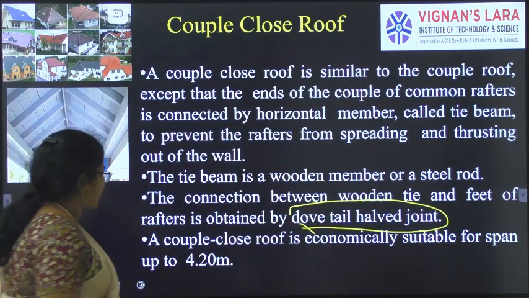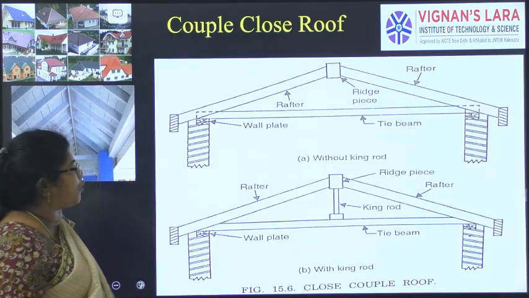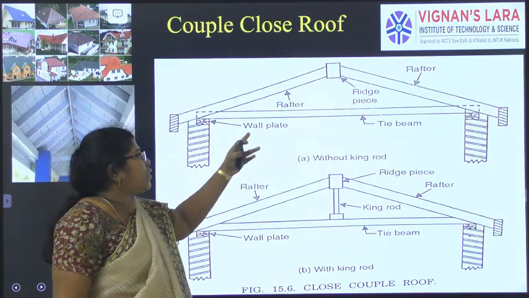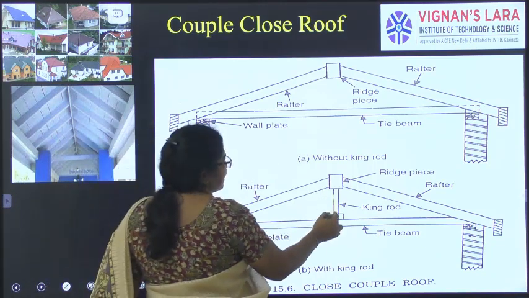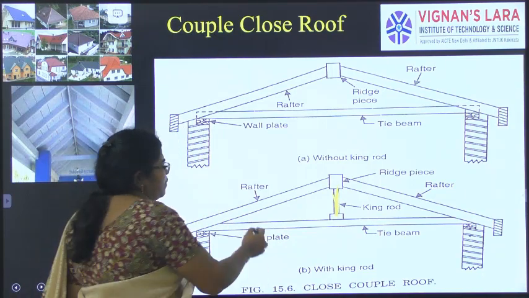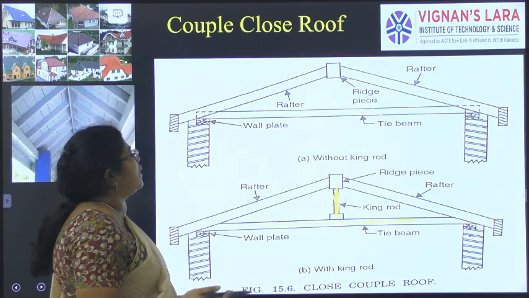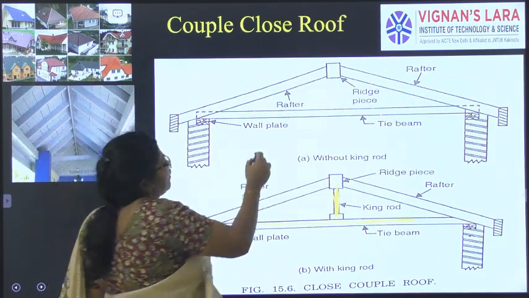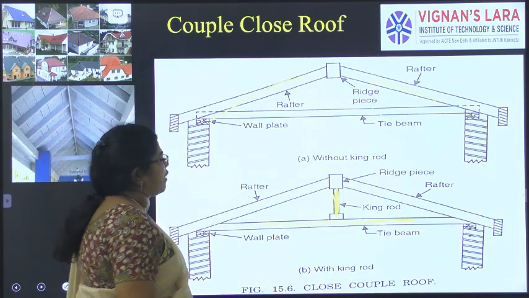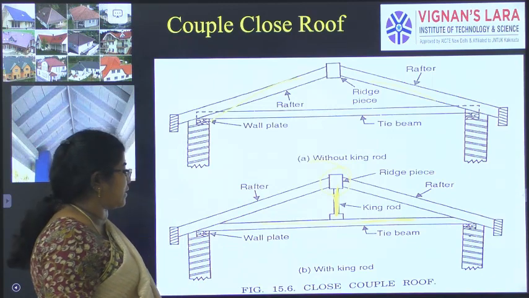This is suitable for a span of 4.2 meters. Couple roof is also suitable for a span of 4.2 meters. Here you can see two things. One is without a king rod. This is a king rod that is attached, which will give some more strength. This is a tie beam. This tie beam will not be available in the couple roof. Here in the couple close roof, it will have a tie beam, which gives more strength to the rafters. This ridge piece will be of wood or steel.